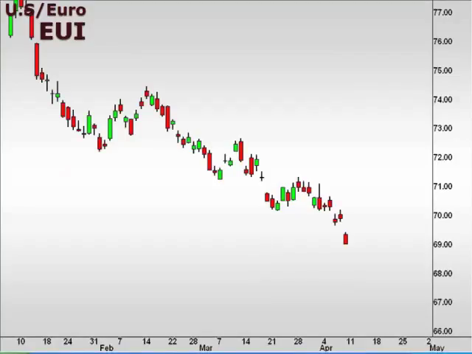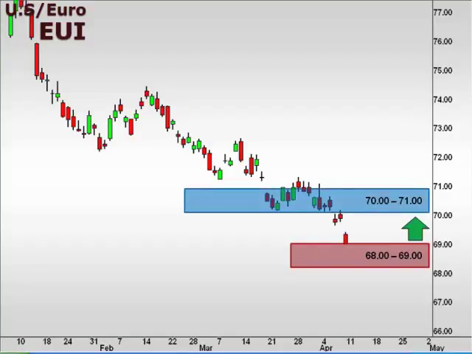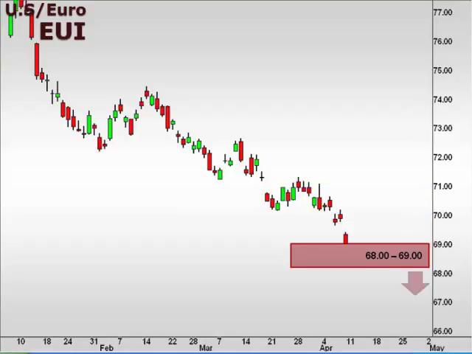Let's take a look at the EUI, the US versus the Euro. The EUI continues to trend lower with the 68-69 box now being tested as support. We may see a retracement as high as 70-71. However, the trend remains to the downside.